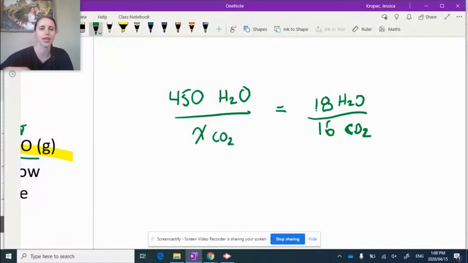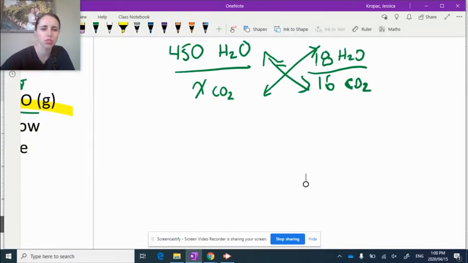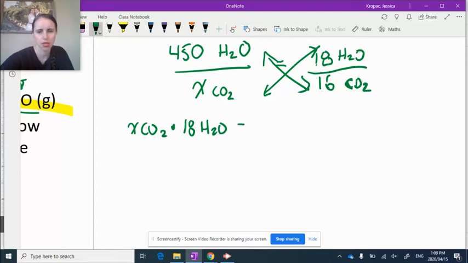Now I can go through and cross multiply. So by cross multiplying, let's start with my CO2. So X CO2, and I'm going to multiply that by 18 H2Os. That's going to be equal to 450 H2Os, multiplied by, that little dot means multiplied, 16 CO2s.